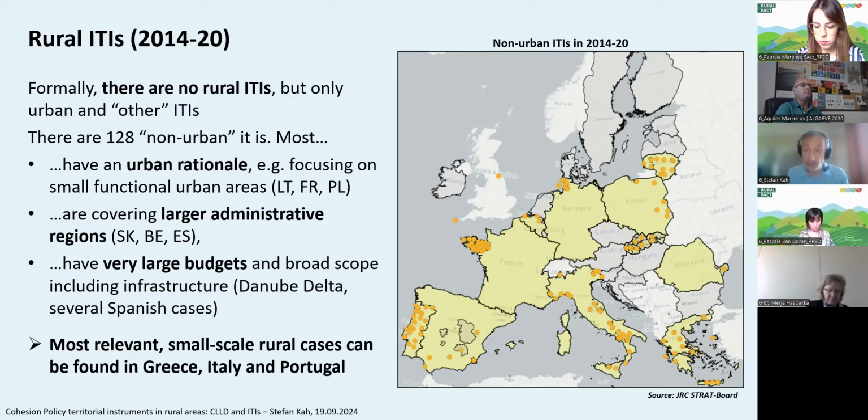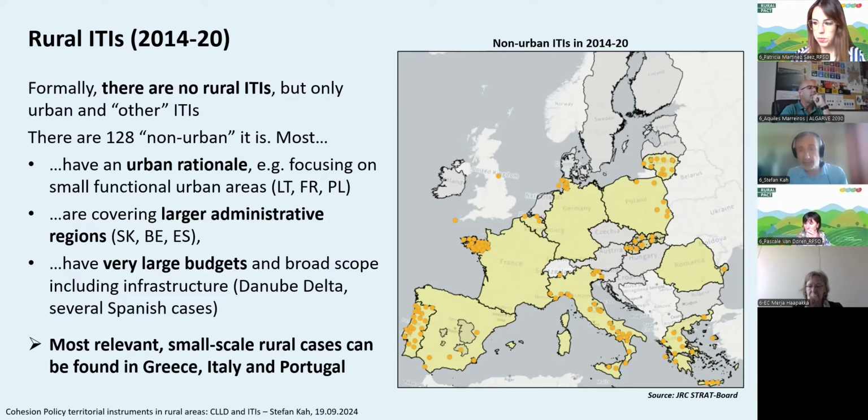Then we have others that are not really that rural because they're really defined by administrative regions. We have the Czech cases, which are the statistical regions, the Slovak cases, the statistical regions. We have provinces in Spain. So this is also not rural, and some of them are quite large.